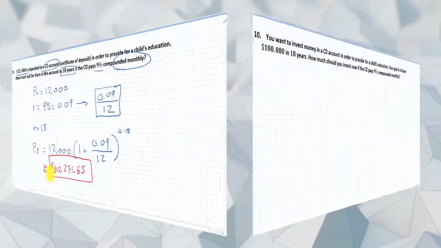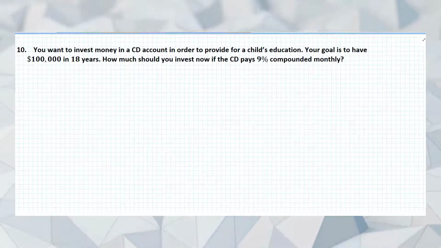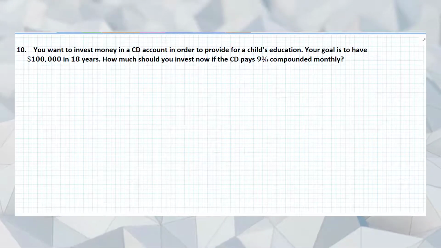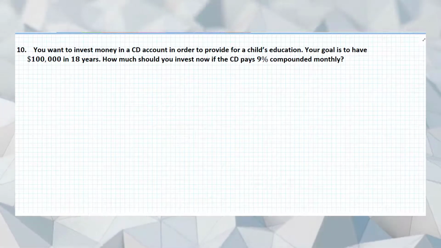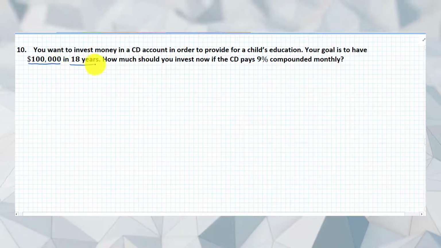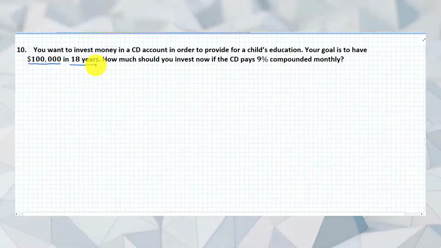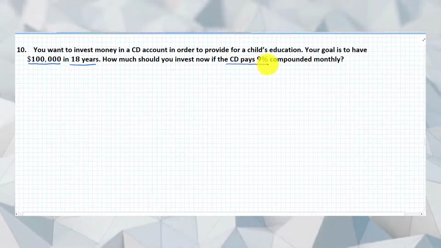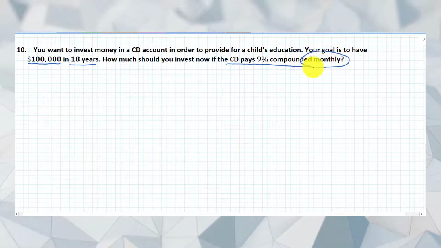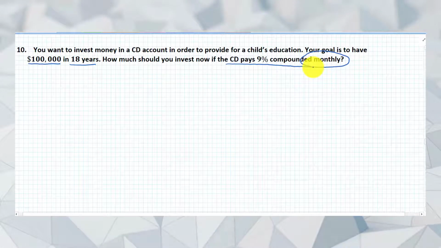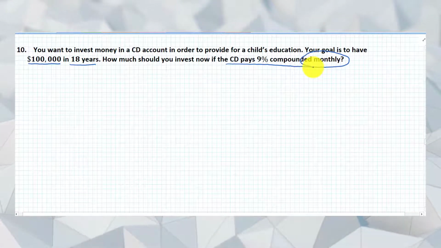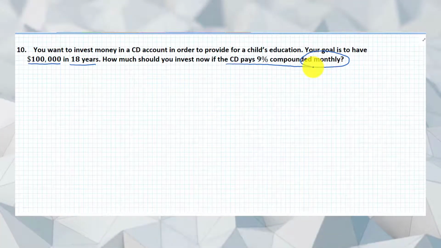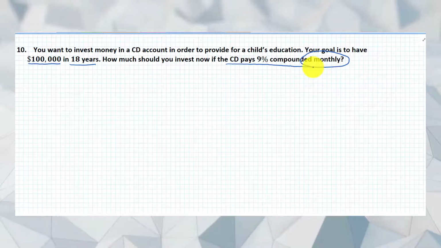Next example. In this example, I want to save for a child's education. My goal is to have $100,000 in 18 years. The account I invest in is a CD that pays 9% yearly, but compounded monthly. So this is what we call a present value problem. I'm wondering what's the initial investment.